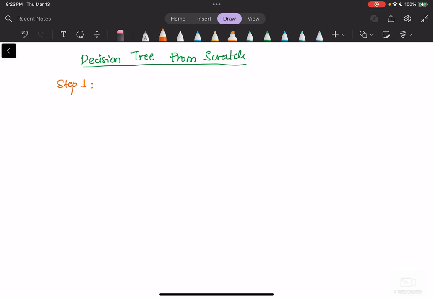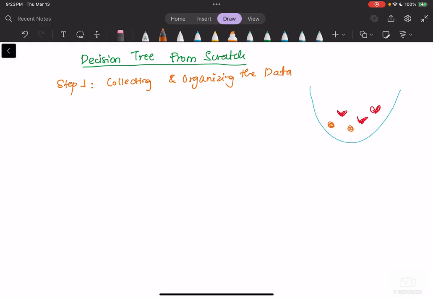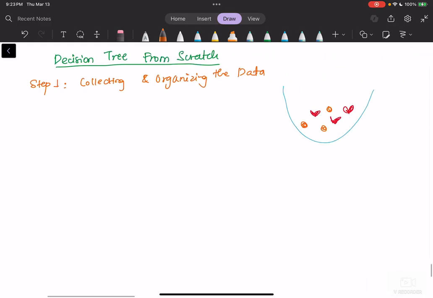So step one is just collecting and organizing the data. For the sake of this video, we're going to go back to our favorite example of fruits in the basket. So we're going to take our favorite apples and then our oranges. And for fun, this time I'm also going to throw in bananas. Okay. So this is what our data set looks like.